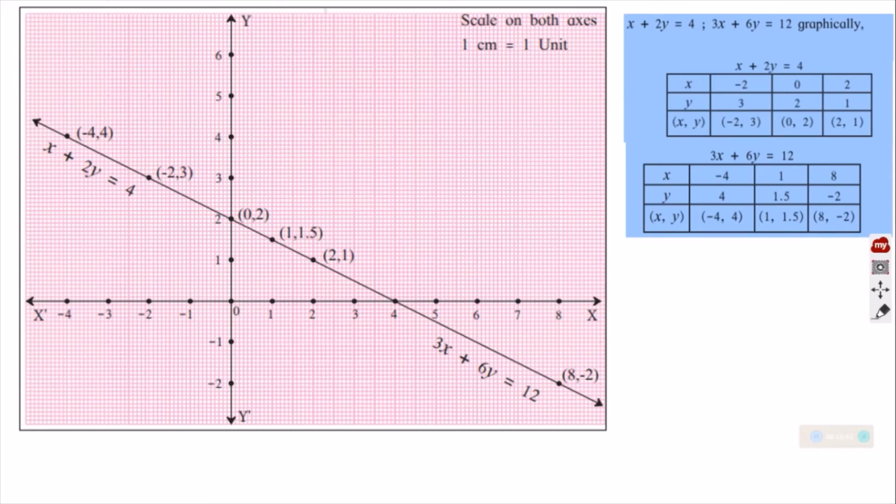Here is another set of simultaneous equations. x plus 2y is equal to 4, and 3x plus 6y is equal to 12. This is another situation. So now you know how to represent simultaneous equations on a graph. A pair of linear equations we put into a graph and we found the intersection will be the solution. Intersection will be the solution. Now here are two equations. One is x plus 2y is equal to 4. The second equation is 3x plus 6y is equal to 12.